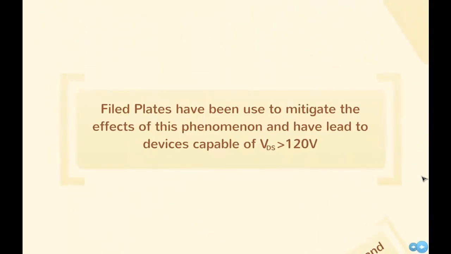So if we can increase the drain voltage further, as we've seen during this presentation, we can increase the power capabilities of our device. Now if we can find a way to counteract the problem of electrons leaking out of the gate when high drain voltages are applied, this could allow us to improve the performance. And field plates are used to do just that, and they have been used to produce devices which are capable of drain voltages of over 120 volts.